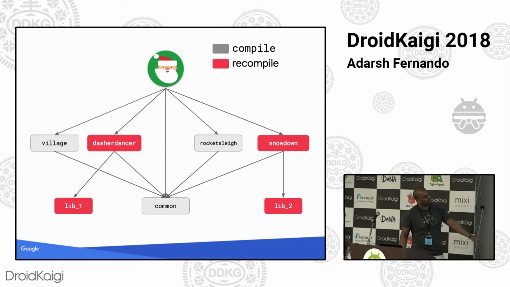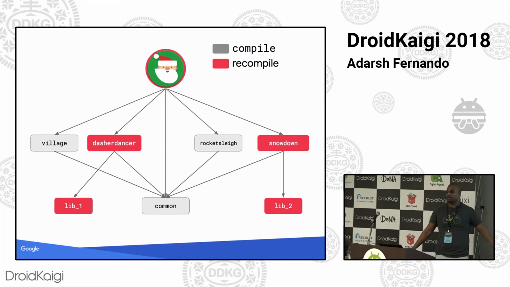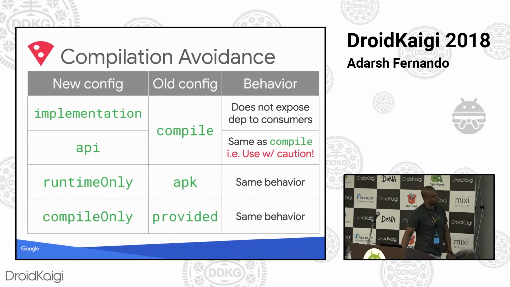So what ends up happening is not only do you have to recompile lib1, lib2, those modules there, but it ends up recompiling your app project. And you can imagine for more complex projects, you can end up recompiling many modules. Again, this is assuming that the Santa Tracker app actually does not use any of the APIs here. It just has access to those APIs, but Dasher Dancer is the only consumer of the APIs in lib1. But you still have to recompile it. So that's the problem with the compile configuration.